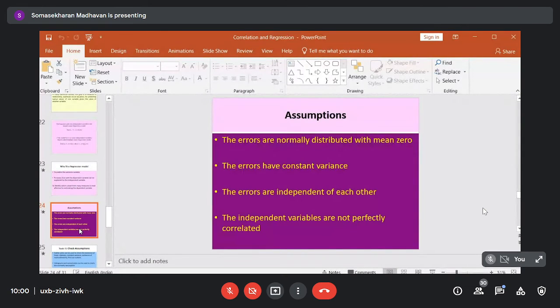Then the assumptions. The errors are normally distributed with mean 0. The errors have constant variance. The errors are independent of each other. The independent variables are not perfectly correlated. All these assumptions are very important.